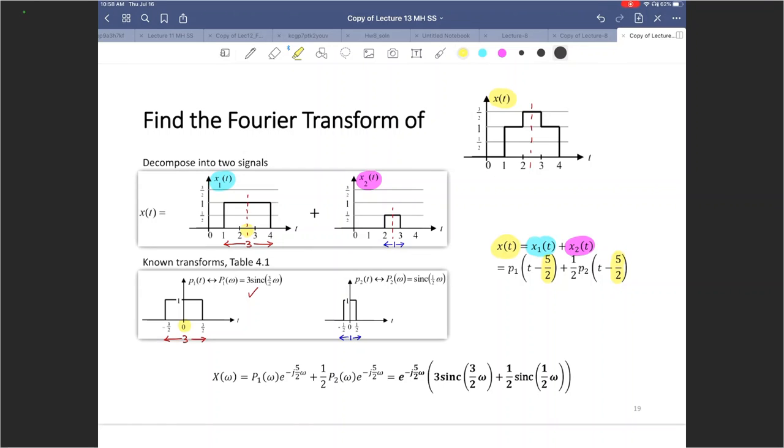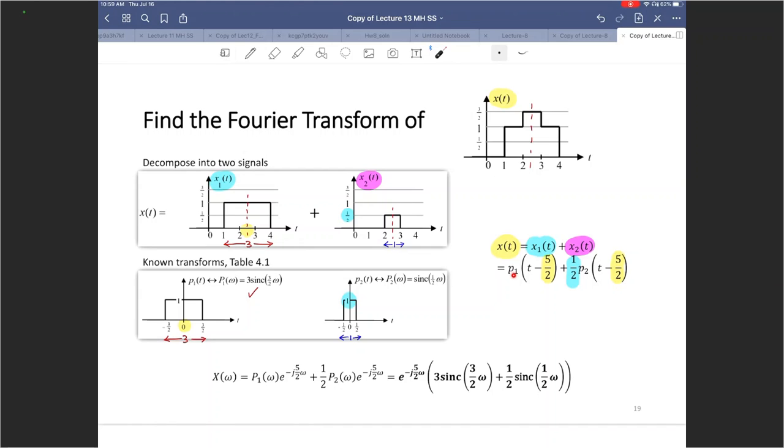So to summarize, x(t) is written as the summation of x1 and x2, and x1 and x2 are written in the form of known transform pairs, p1 and p2. Also note that we have incorporated the scaling of p2 as half here, because this one is height 1 but this one is half, so we need to adjust that. We took care of that as well. Now all we need is the Fourier transform of x, which will be the Fourier transform of p1(t - 5/2) plus half p2(t - 5/2).